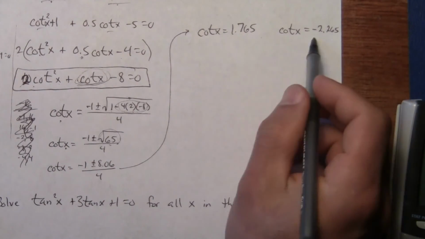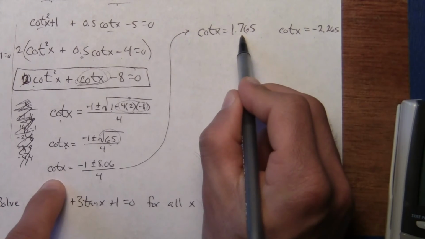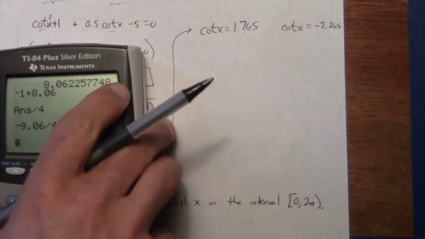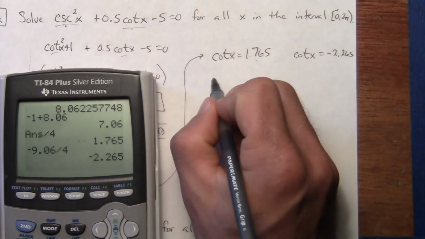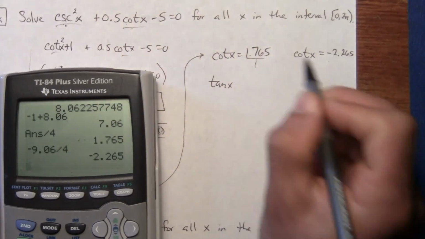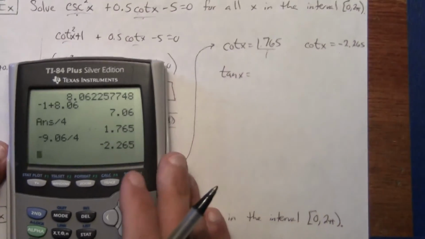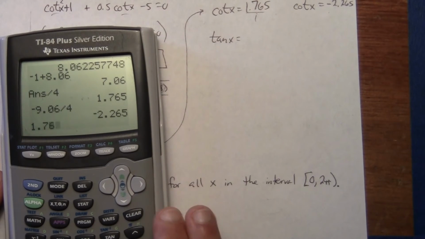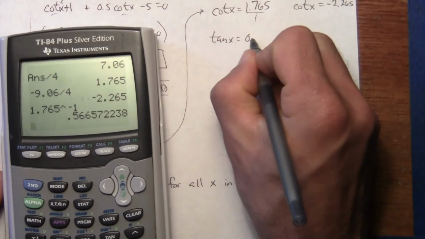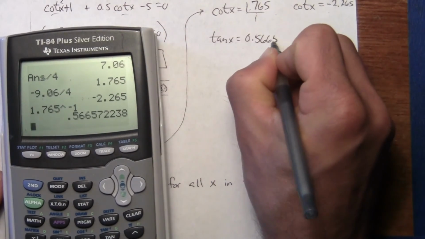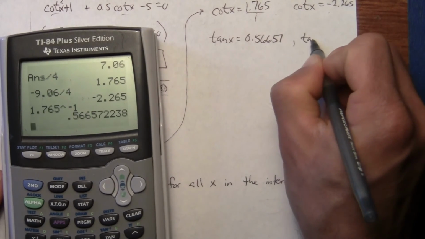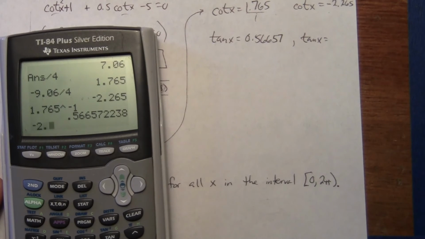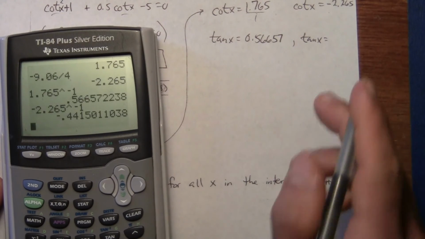Alright, so solving to get my two decimal answers, it's not x is equal to, so I got a little bit more work to do. Now, I don't normally like working with cotangent. I'd rather work with one of the three originals, so I'm going to change this to tangent, which means I need to take the reciprocal. This right now is 1.765 over 1. I take the reciprocal of that. So 1 divided by 1.765, this is a fancy way of doing that, is going to be 0.56657. And then for this one, tangent of x is equal to negative 2.265. Take the reciprocal, it's negative 0.4415.